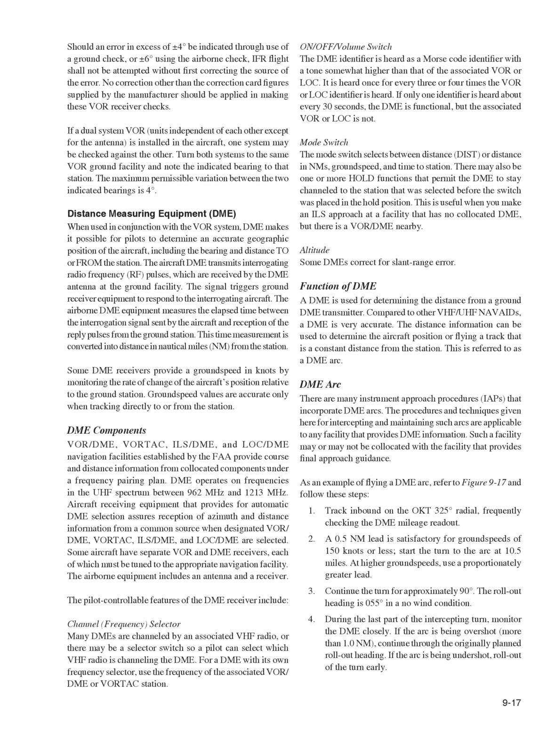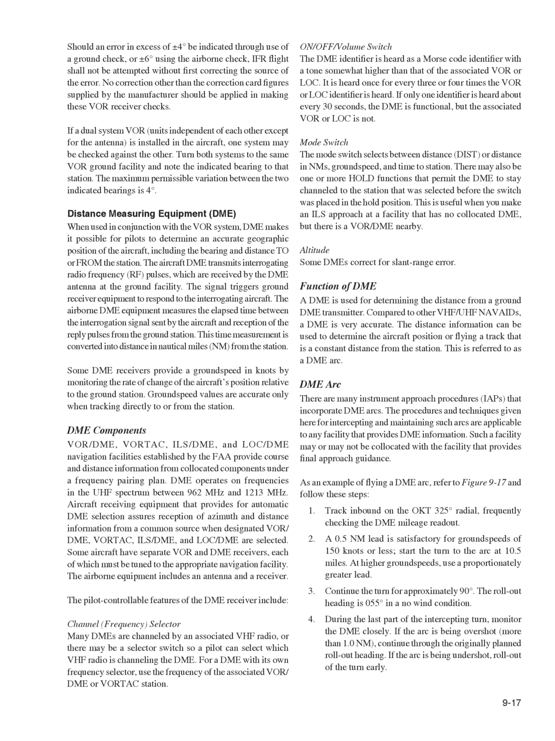Track inbound on the OKT 325 degrees radial, frequently checking the DME mileage readout. 2. A half a nautical mile lead is satisfactory for ground speeds of 150 knots or less. Start the turn to the arc at 10.5 miles. At higher ground speeds, use a proportionally greater lead.